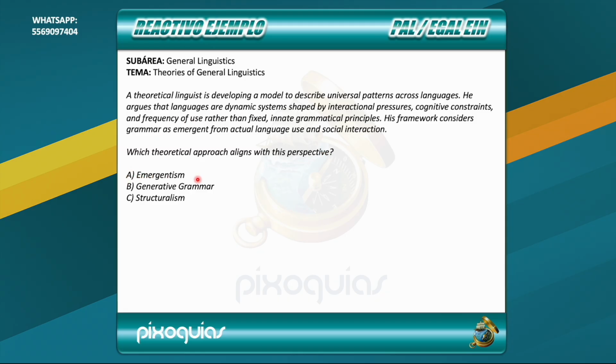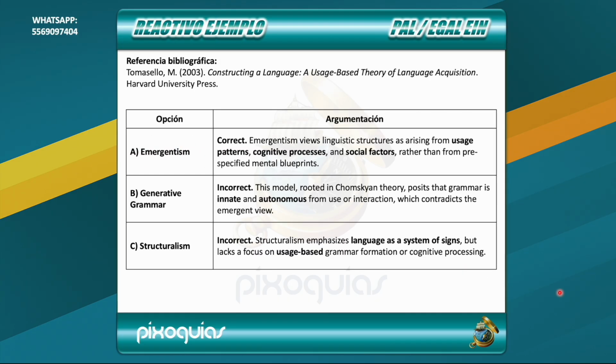A. Emergentism. B. Generative grammar. Or C. Structuralism. The correct answer is A. Emergentism. Emergentism views linguistic structures as arising from usage patterns, cognitive processes, and social factors, rather than from specific mental blueprints.